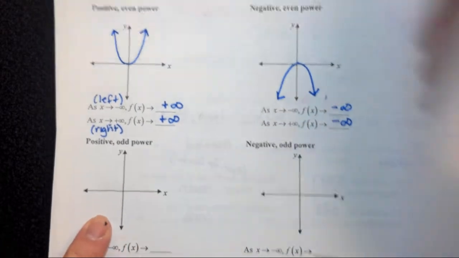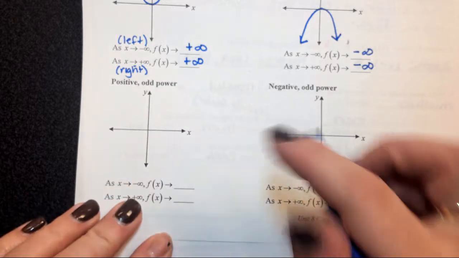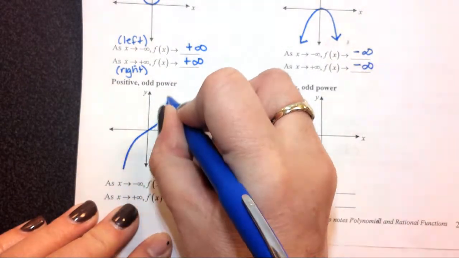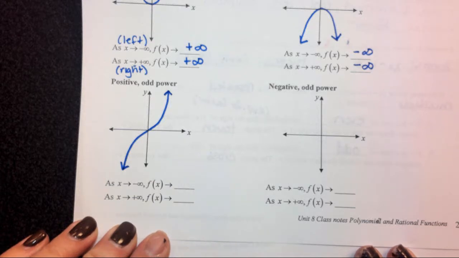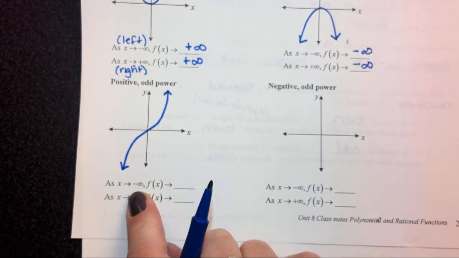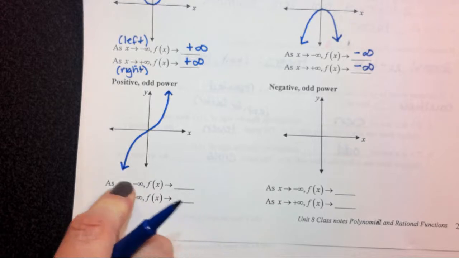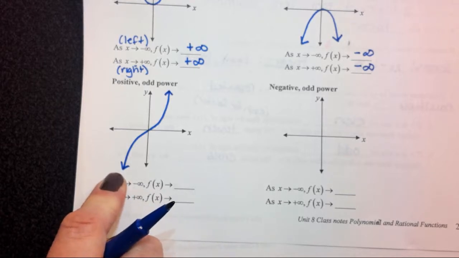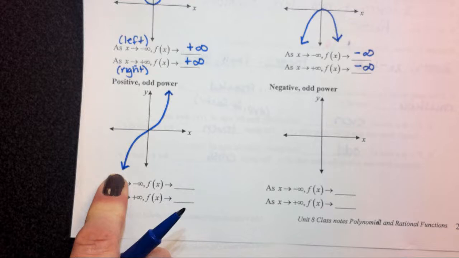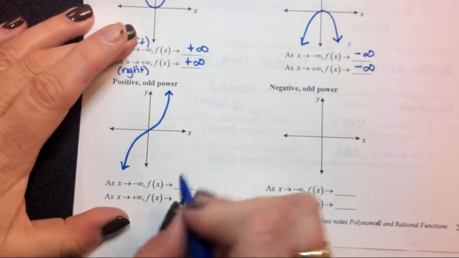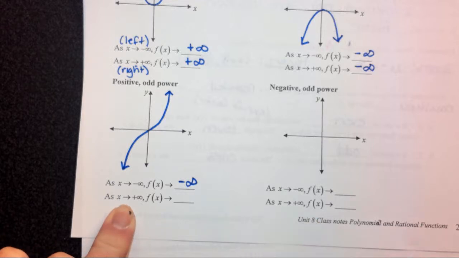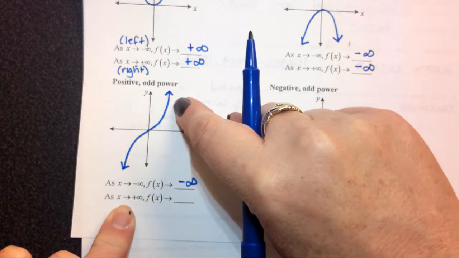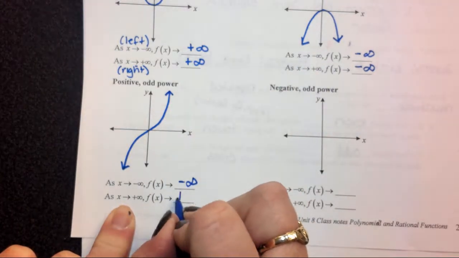Again, if it's an odd power, so again, you have a positive leading coefficient, the graph will look like this. So you tell me, what's happening as x is going to negative infinity? What direction is this pointing when x approaches negative infinity? It's pointing down, so we'd say it's going towards what? Negative infinity. As x approaches positive infinity, what side of the graph are we looking at? We're looking at the right side, and what direction is the right side pointing? It's pointing up, so it's going towards what? Positive infinity.